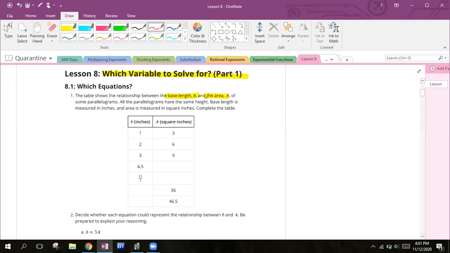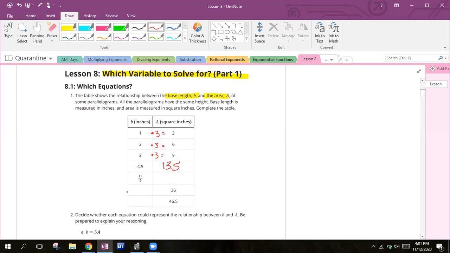All right, what I notice is that if I take my base and multiply it by 3, it's going to give me the area. And in order for that to be true, I have to continue doing it, and it has to work for all of my problems, and it does. So I'm going to fill in the rest of my table. Grab my calculator, do 4.5 times 3, and I get 13.5.